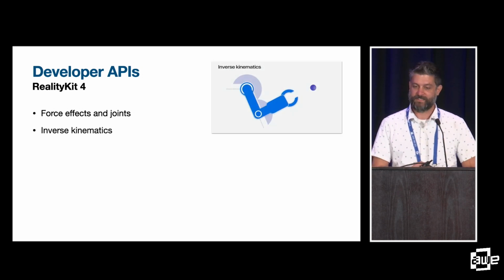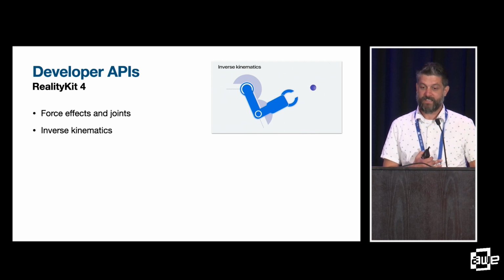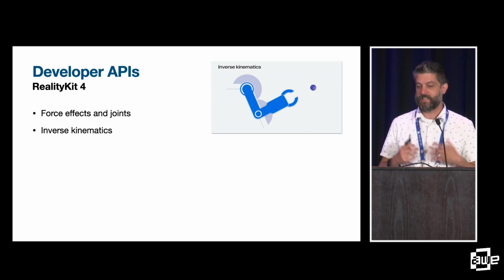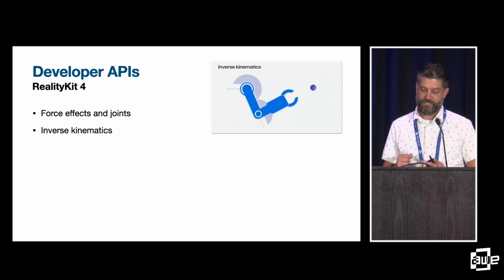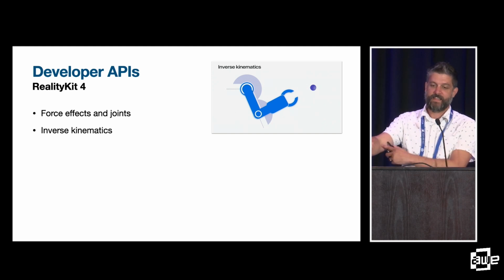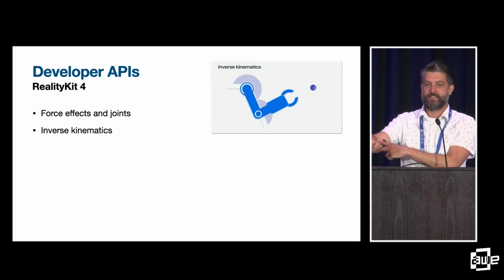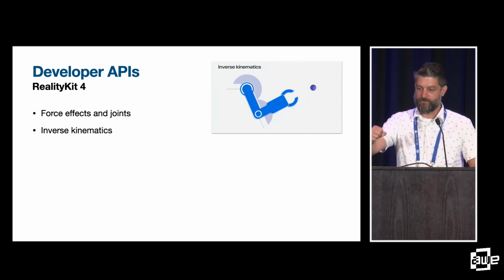Inverse kinematics. So RealityKit now has a full body IK solver that can be used with skeletal meshes so that you can position joints and then have the intermediate joints positioned appropriately. So a good example of this is if you want to position a hand somewhere, the elbow follows it in the right place.